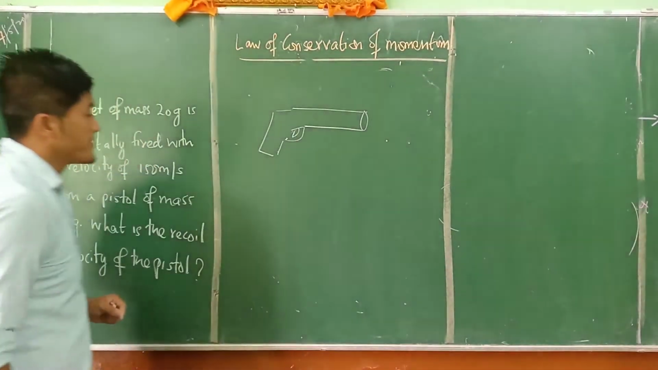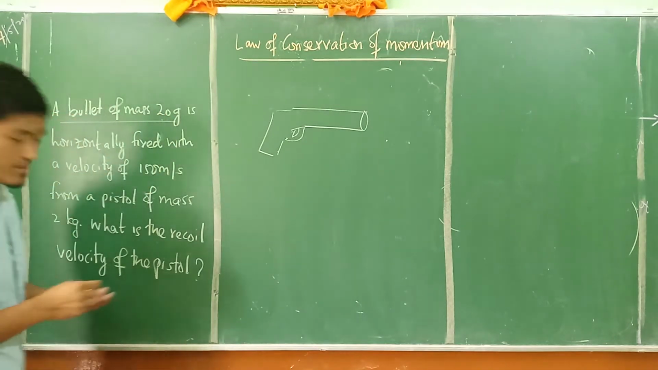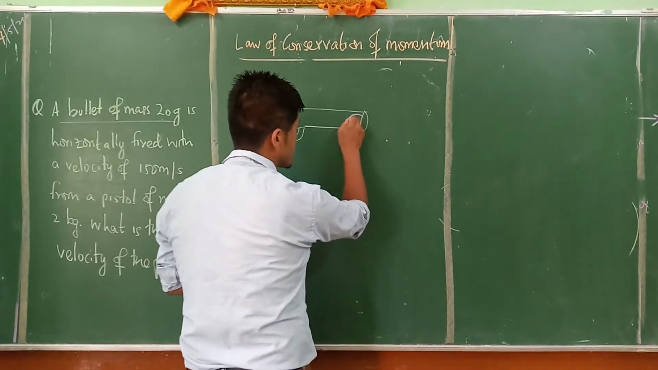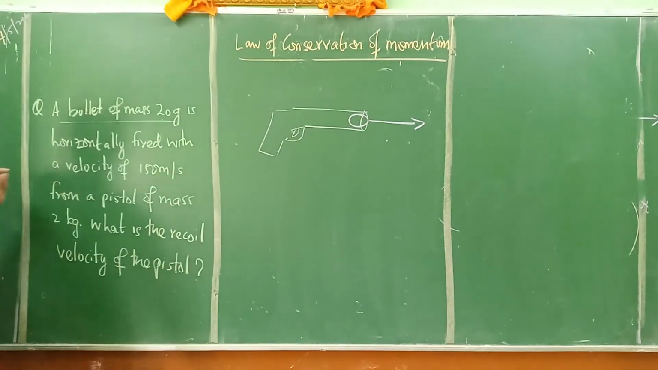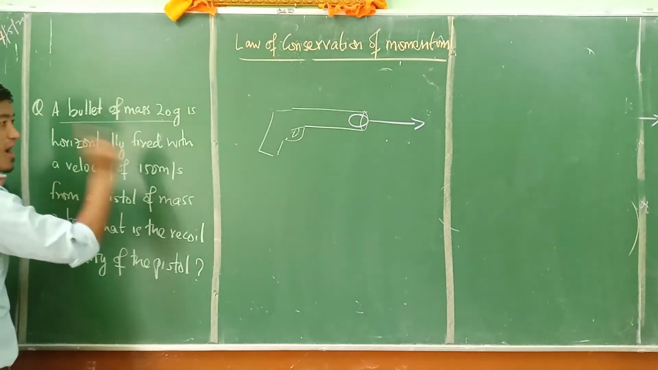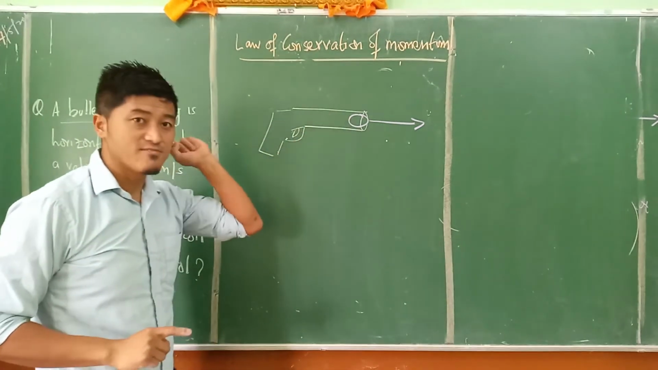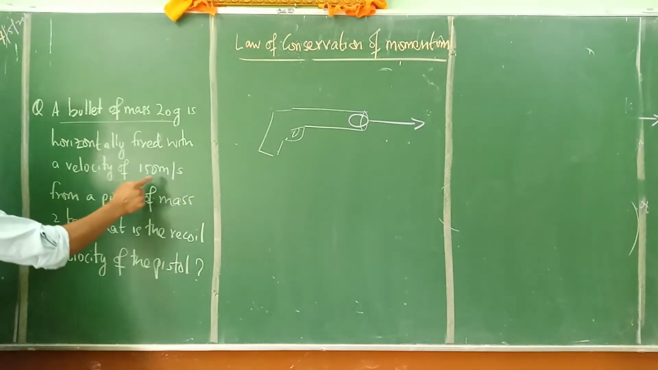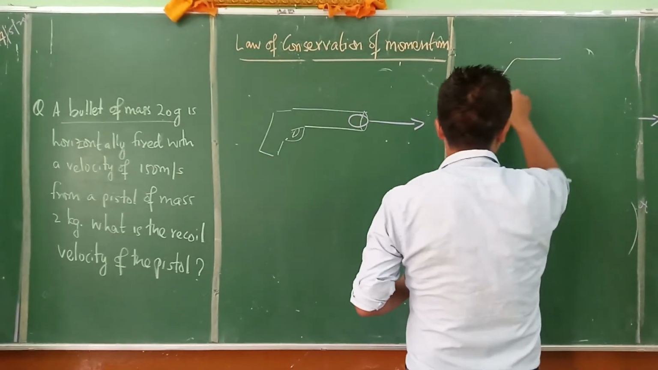Now they are saying that a bullet of mass 20 gram, that means in that particular pistol there is a bullet. Let's say this is a bullet. A bullet of mass 20 gram is fired horizontally with a velocity of 150 meters per second. Here there are two things. This is a gun again.